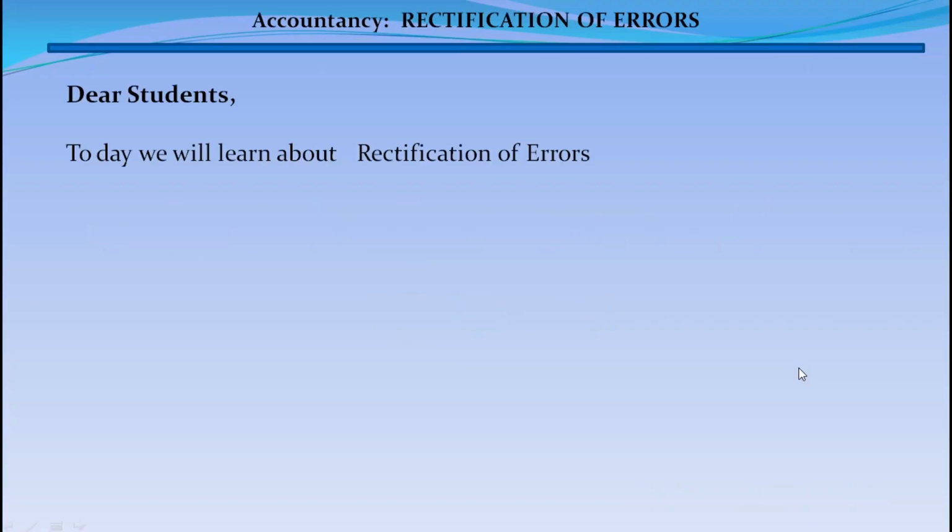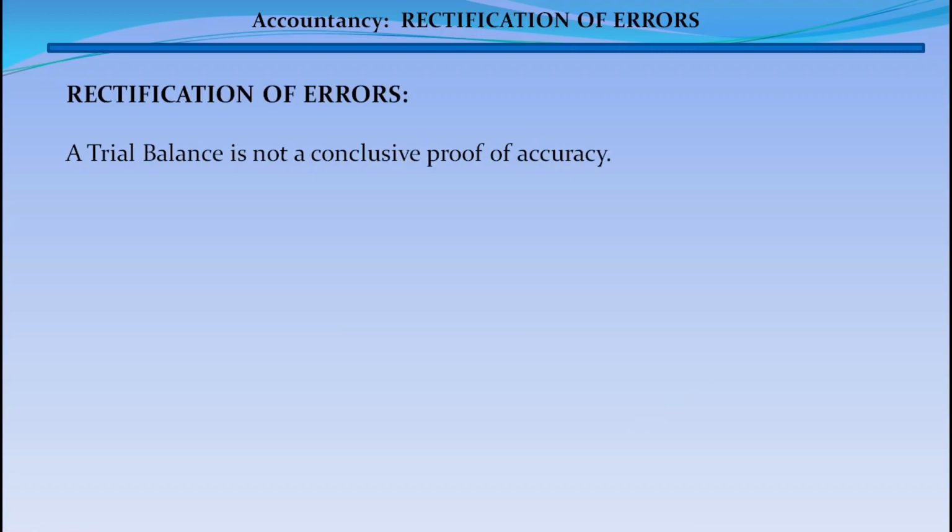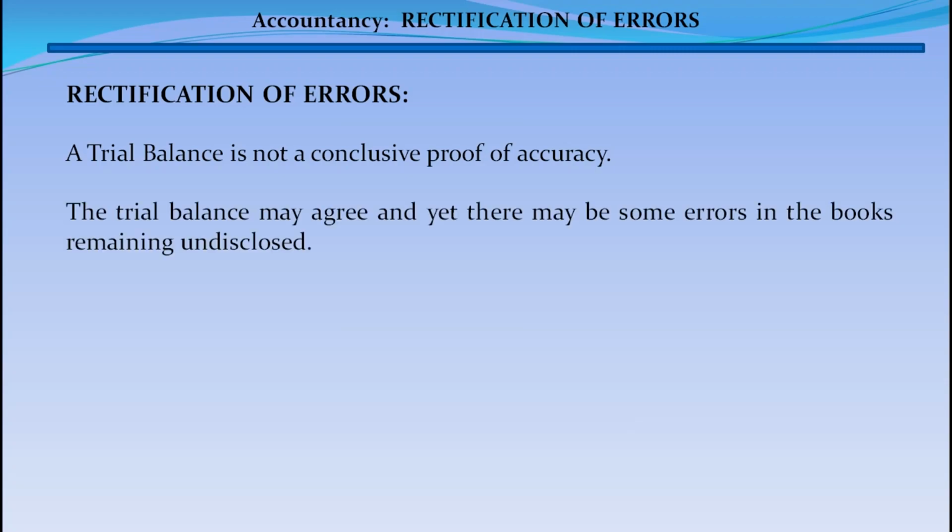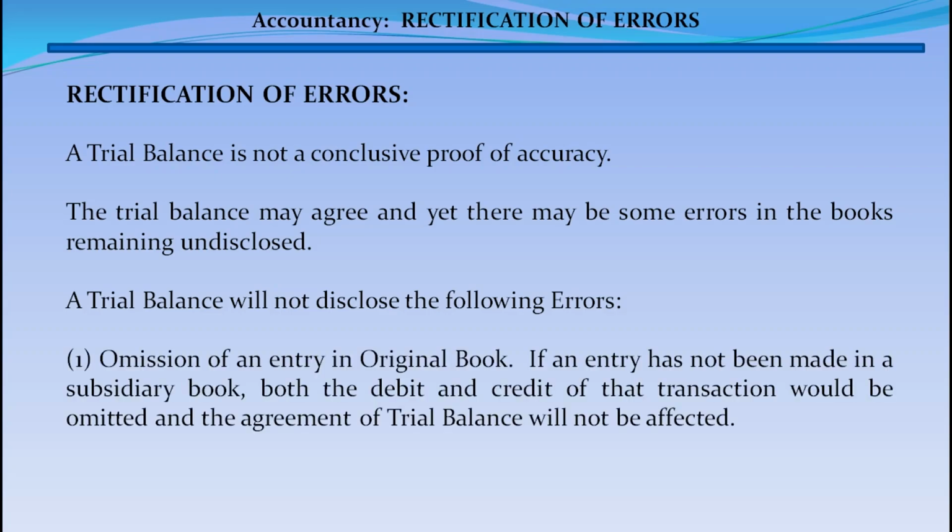Rectification of errors. Dear students, today we will learn about rectification of errors. Trial balance is not a conclusive proof of accuracy. The trial balance may agree, and yet there may be some errors in the books remaining undisclosed. A trial balance will not disclose the following errors.